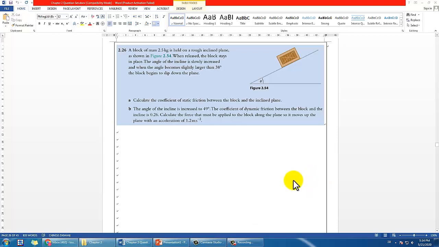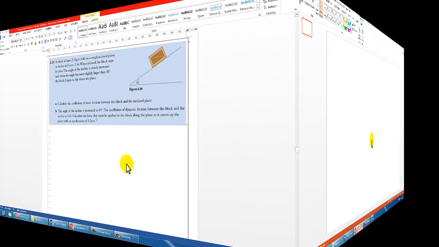Hello. Inclined plane is a very classic question in physics. So let's take a look at this question. But before we try this question, let me introduce you some basic idea first.